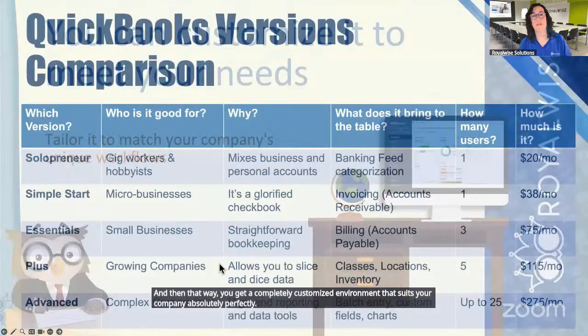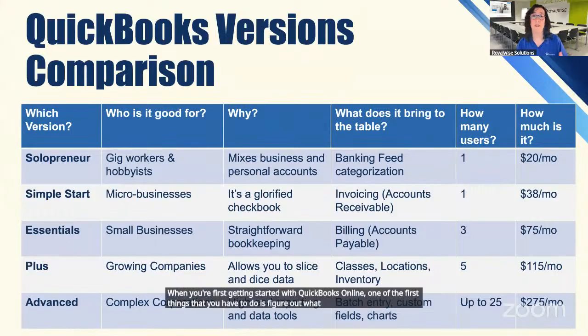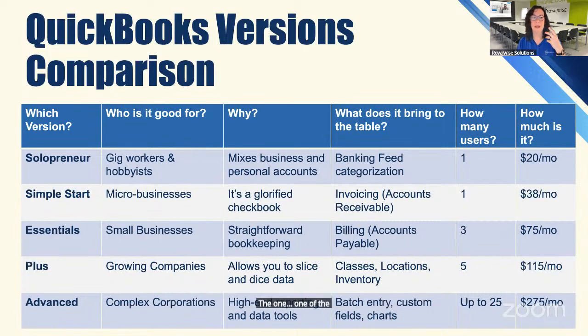When you're first getting started with QuickBooks Online, one of the first things that you have to do is figure out what version you need. There's actually, I've got 5 of them on the screen, but there's actually 7 altogether. So there's a lot. One of the ones that's not on the screen is called QuickBooks Ledger.